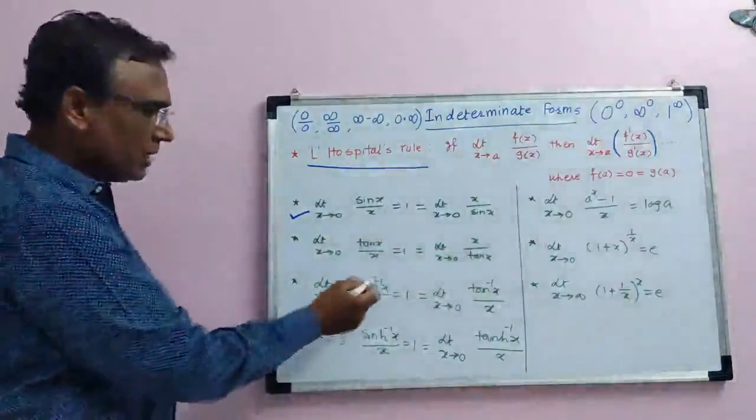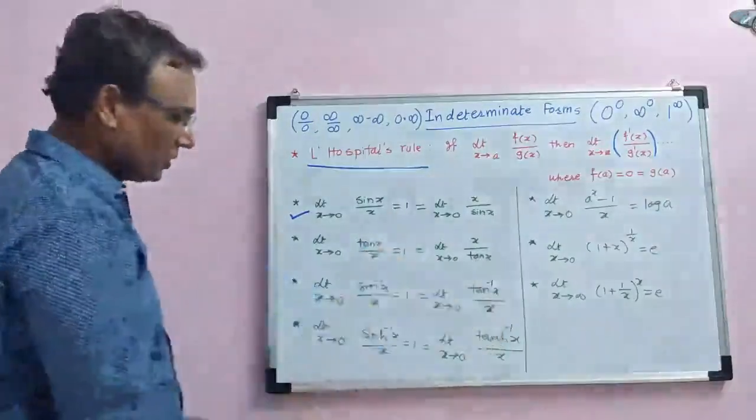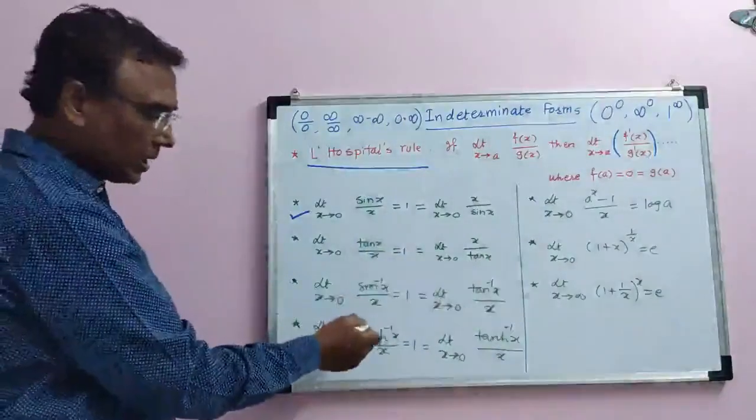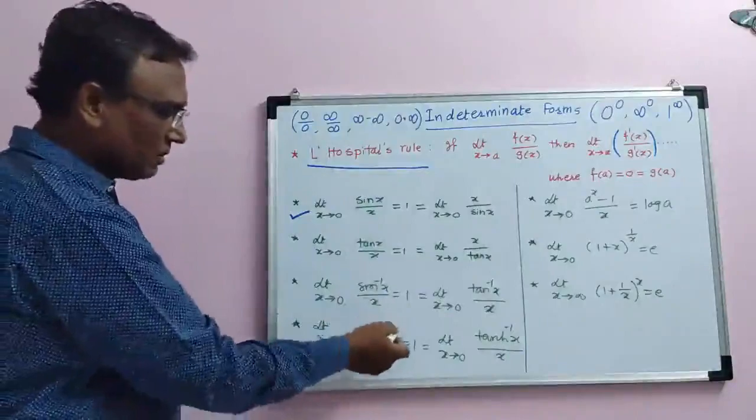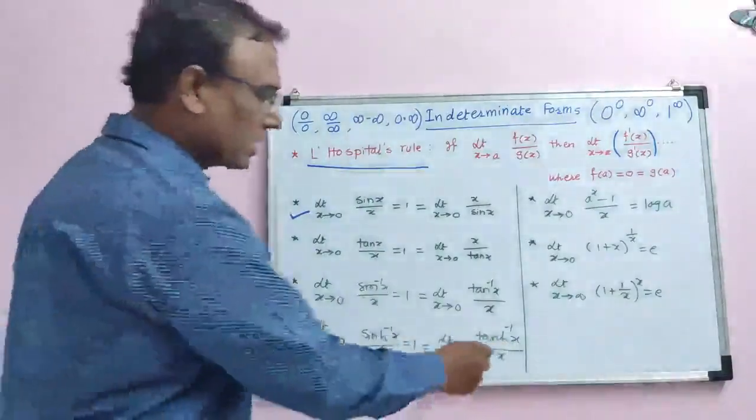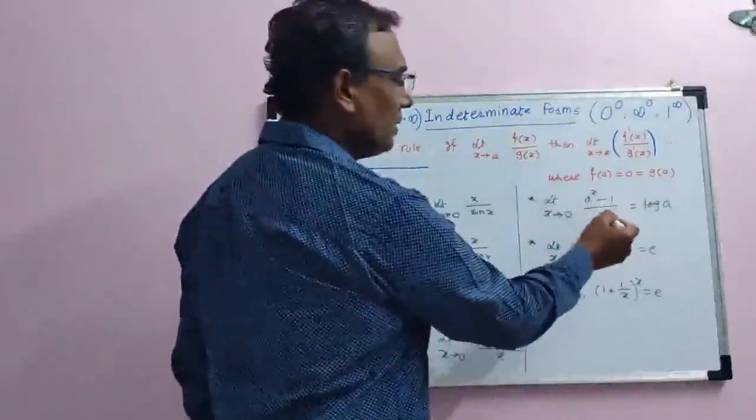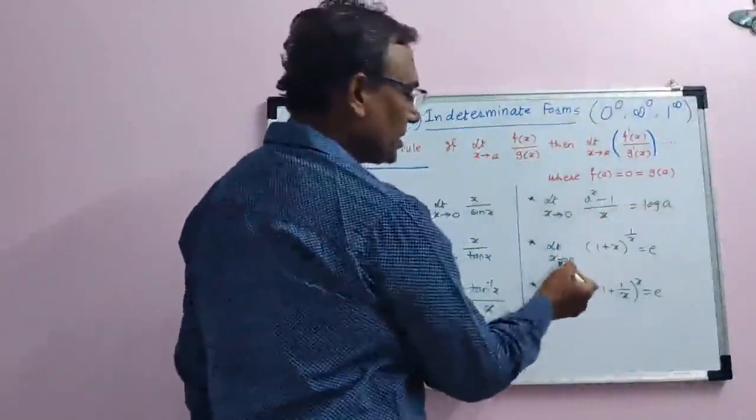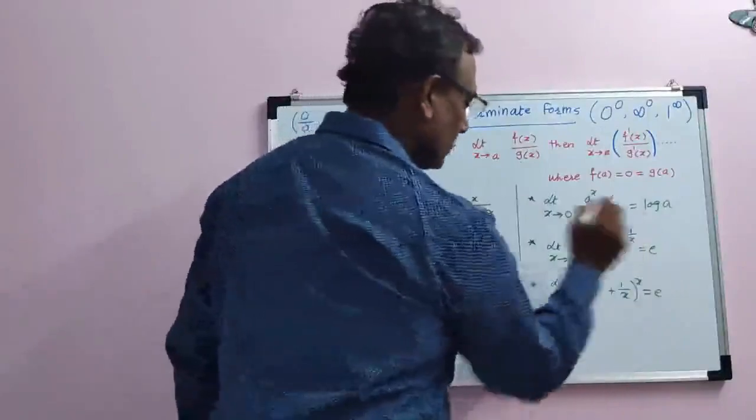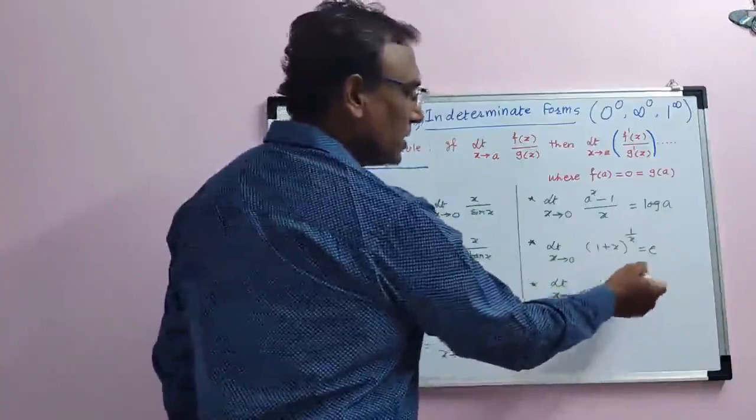Limit x tends to 0, sin inverse x by x is 1. Limit x tends to 0, tan inverse x by x equal to 1. Limit x tends to 0, sinh inverse, this is the hyperbolic sine and its inverse, sinh inverse x by x equal to 1. Limit x tends to 0, tanh inverse x by x equal to 1. Then limit x tends to 0, a raised to power x minus 1 by x is log a. Limit x tends to 0, (1 plus x) to the power 1 by x equal to e. e is the exponential constant. And limit x tends to infinity, (1 plus 1 by x) raised to power x is equal to e.